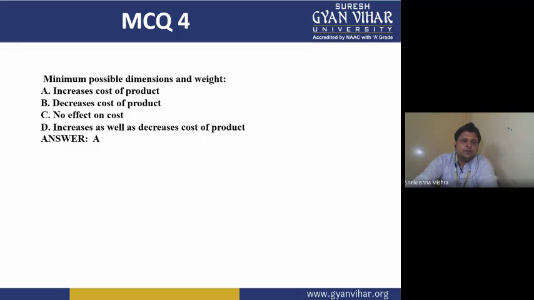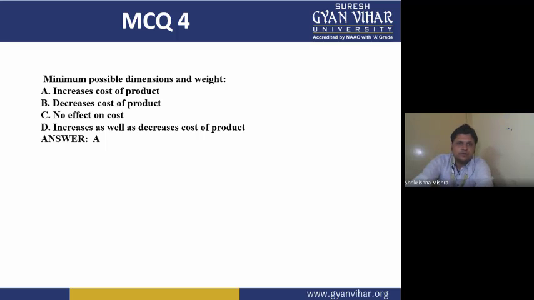Why is it done? Because in order to have the cost of the product less, this thing is done. So the whole purpose of minimum possible dimension and weight is to decrease the cost of the product. Here it is written A, it is not A, you write it as B. B is the correct answer. You corrected it, B is the correct answer. This is a twister. I have written A so that you can get confused. It is not A, it is B. B is the correct answer.